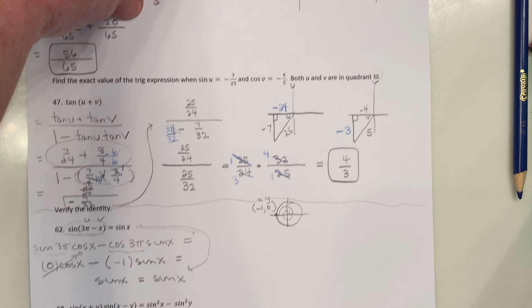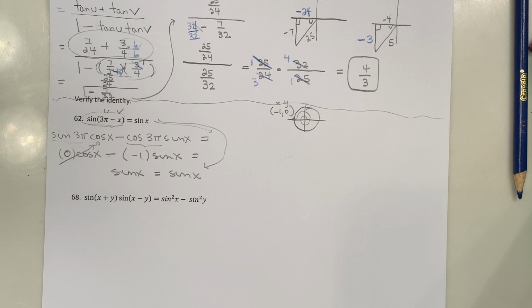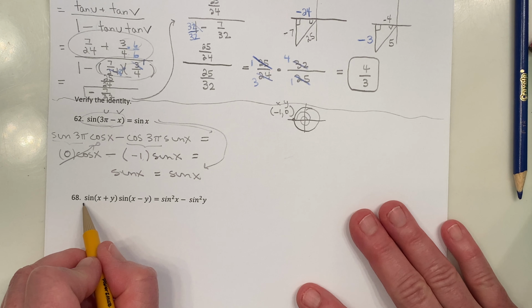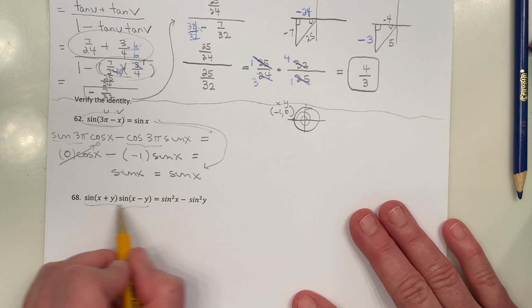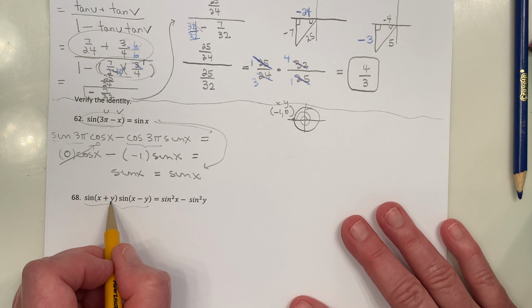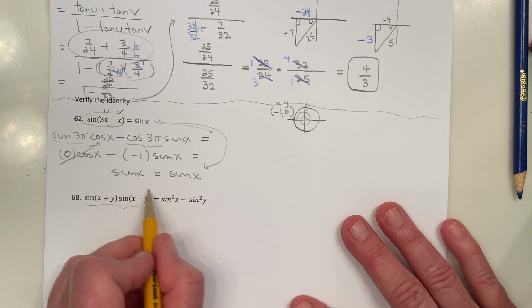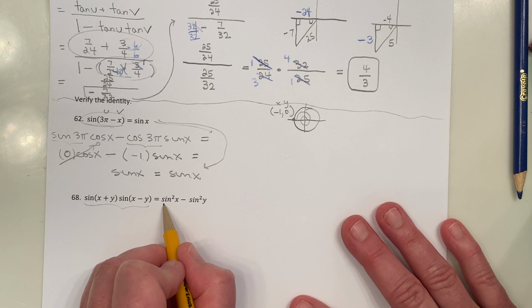All right, 68 is the same objective. We're going to verify the identity. It does get a little more involved, so hang in there. I'm going to work on the left-hand side of the equation because this is where I'm going to be using my sum and difference formulas. So I want to make this side of the equation look like this side of the equation.